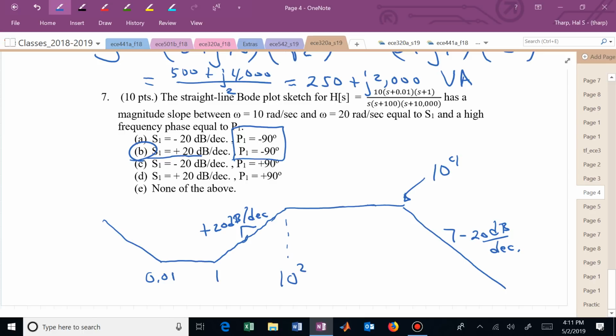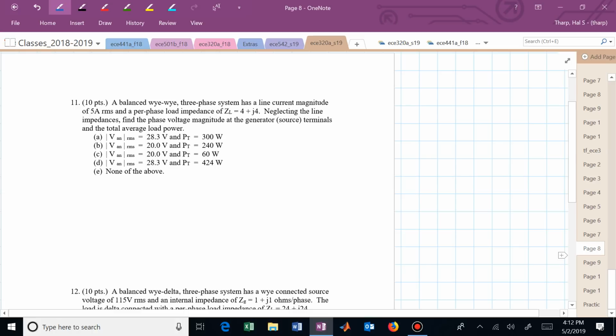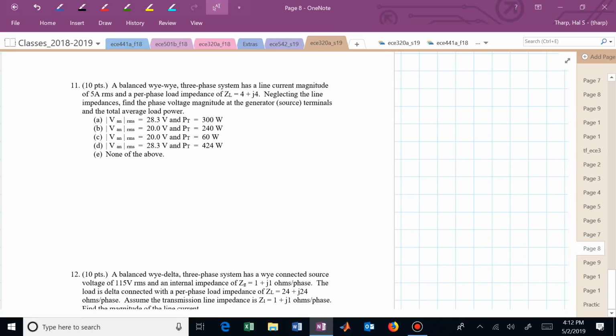Whew. Don't have a lot of time left. Do you want to see some power? I mean, not power, but power problems. What do we have here? You need to be able to do transfer functions. You need to be able to do three-phase and single-phase power. Suppose we look at this one.